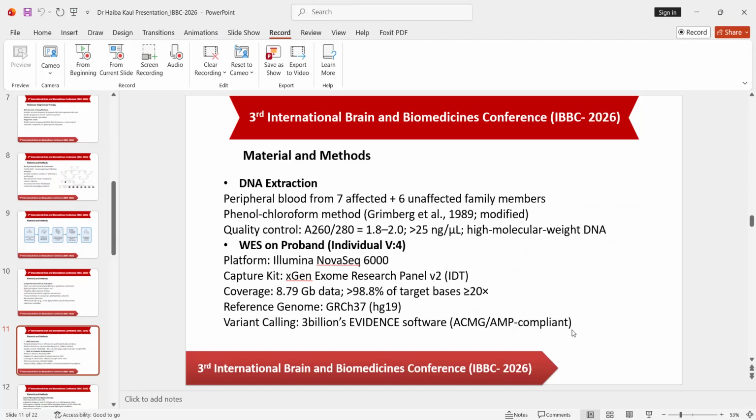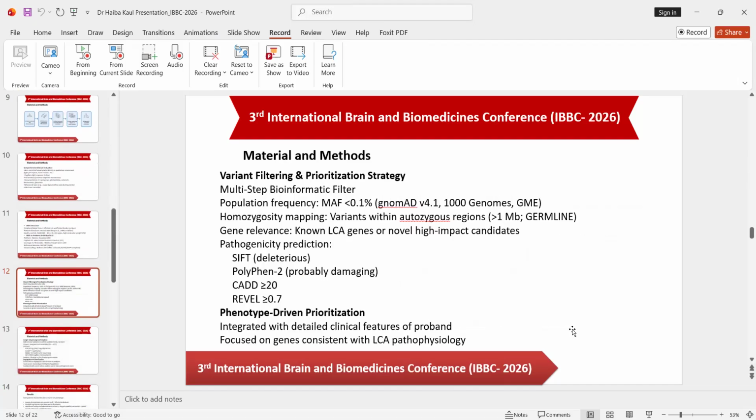Blood samples were collected, DNA was extracted, and with the help of our collaborators at 3billion in South Korea, we performed whole exome sequencing using the Illumina NovaSeq 6000 platform. Variant filtering and prioritization was done using several bioinformatic filters. Population frequency was set as less than 0.1%.